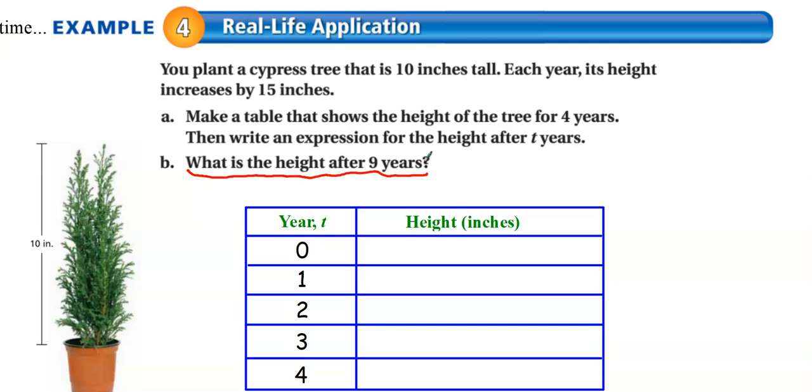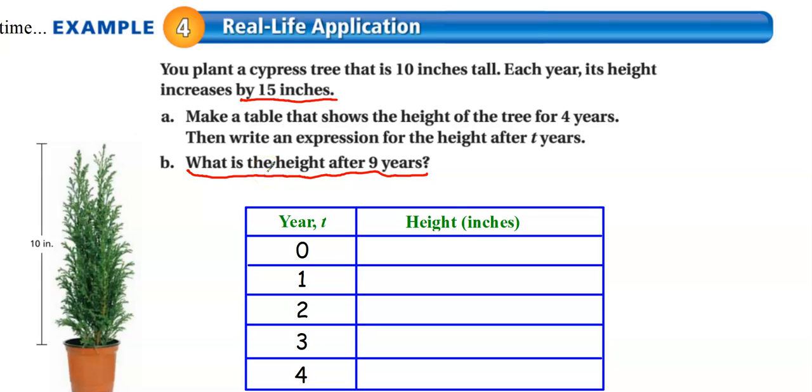So let's say that it says that when you plant your tree, it's 10 inches tall, and then each year it grows by 15 inches. And so notice that this table only goes up to 4 years, but we're trying to figure out what the height is after 9 years.